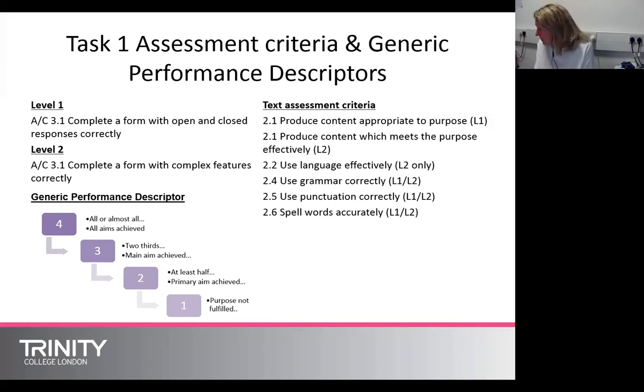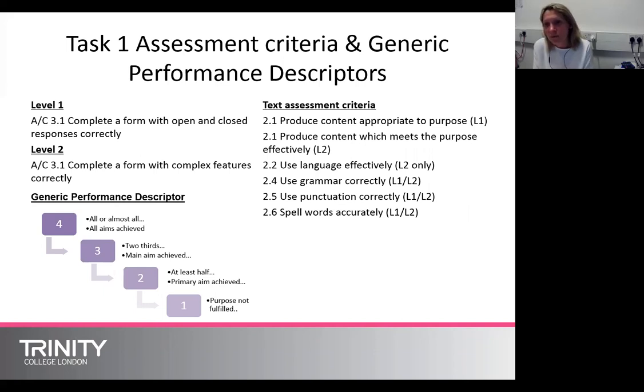Now, because there is quite a lot of text, so it's not just filling in short boxes, there's quite a lot of text. There are also assessment criteria that are linked to produce text outcome. So for level 1, 2.1, produce content appropriate to purpose. And at level 2, produce content which meets the purpose effectively. So we're looking at how effectively students are using language and how flexible they are with using that language. 2.2, use language effectively, is only assessed at level 2.